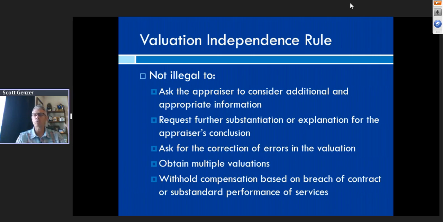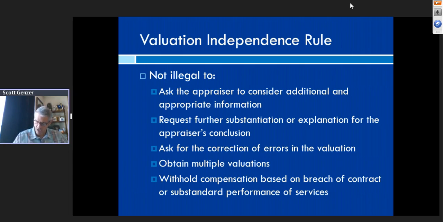We're going to use the appraisal that we determined best values the property, not necessarily which is highest, wink, wink, but what's best. And we can withhold compensation from appraisers if there's a breach of contract or we decide that there's a substandard performance of services. They just did an awful job. They didn't work with us. It was sloppily prepared, etc. Then we have some rights after the fact. All right? That's the new valuation independence rule. The regulation also includes, remember, a reporting requirement that applies to appraisal misconduct.